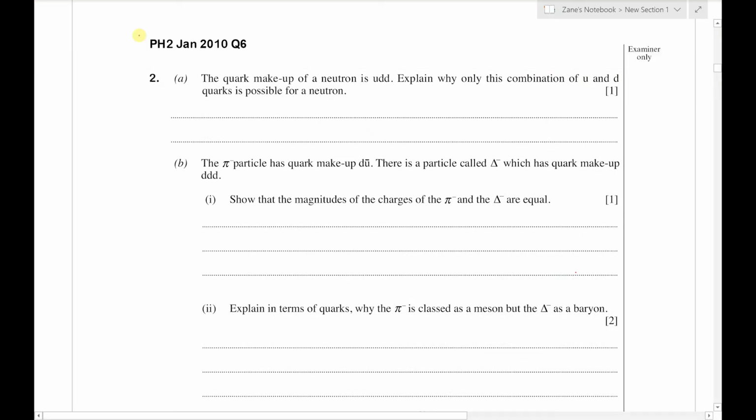Welcome to another WJEC A level physics question. This is the January 2010 Unit 2 question 6 on particle physics, which nowadays is in Unit 1.